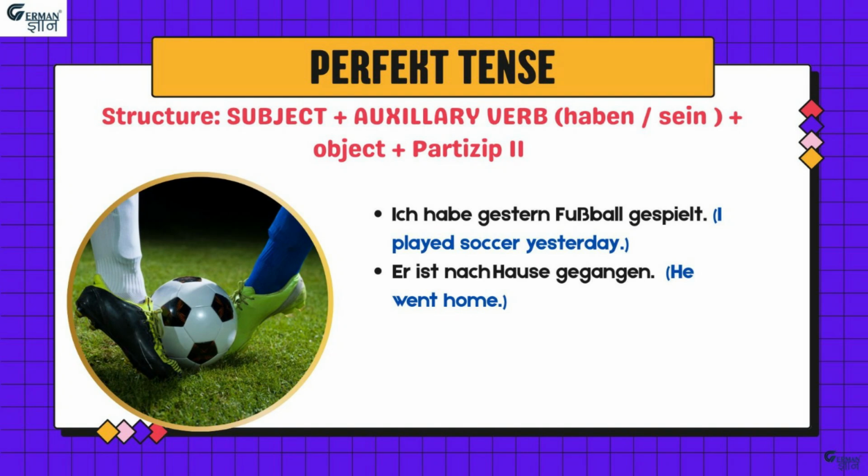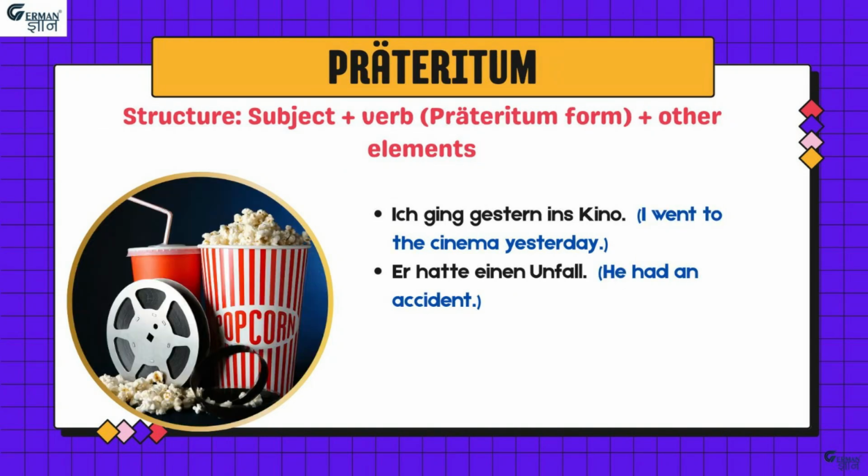Another example is "ist nach Hause gegangen", means he went home. Again, here at the second place the verb is sein, which is conjugated according to the subject, and then the past participle of the verb gehen is gegangen, which is at the end of the sentence. The next sentence structure is of Präteritum.